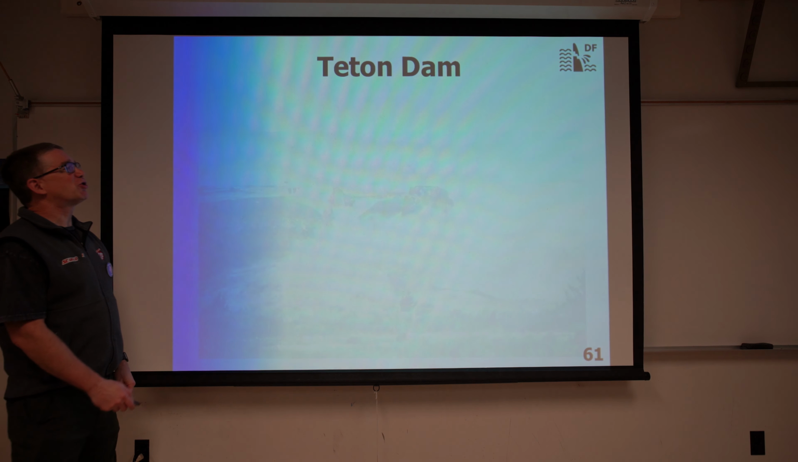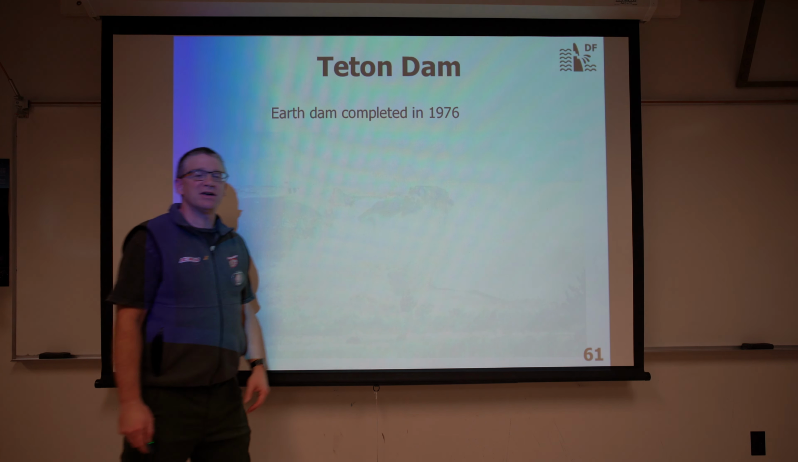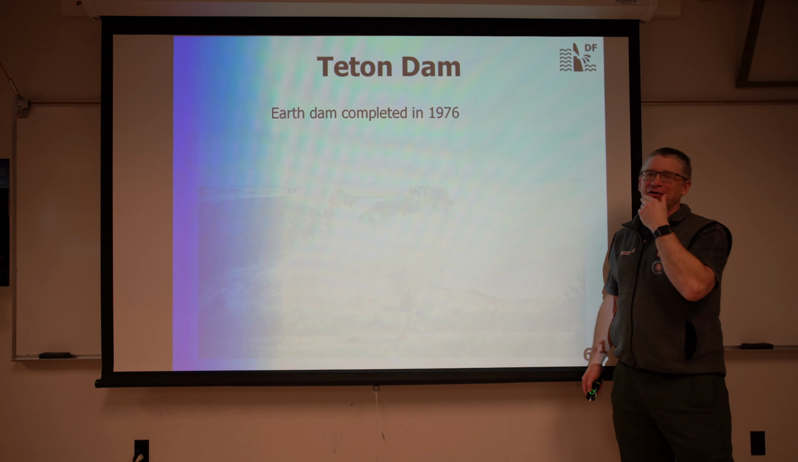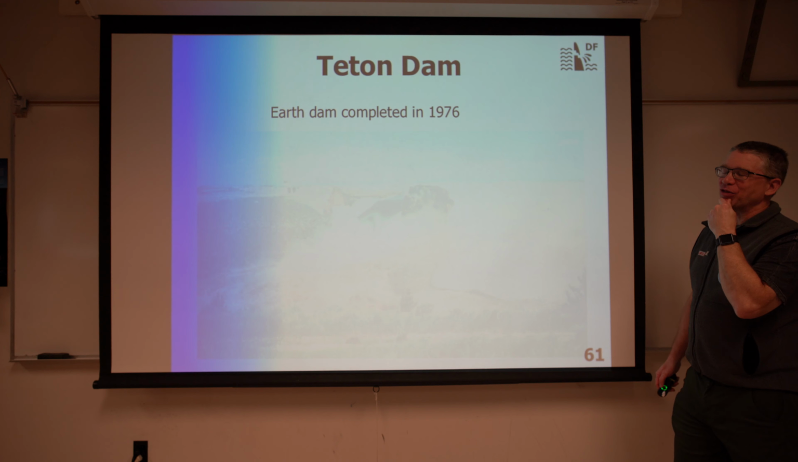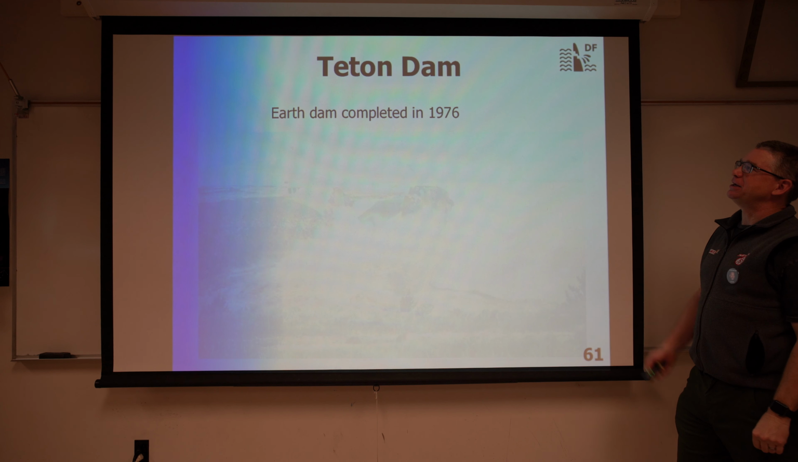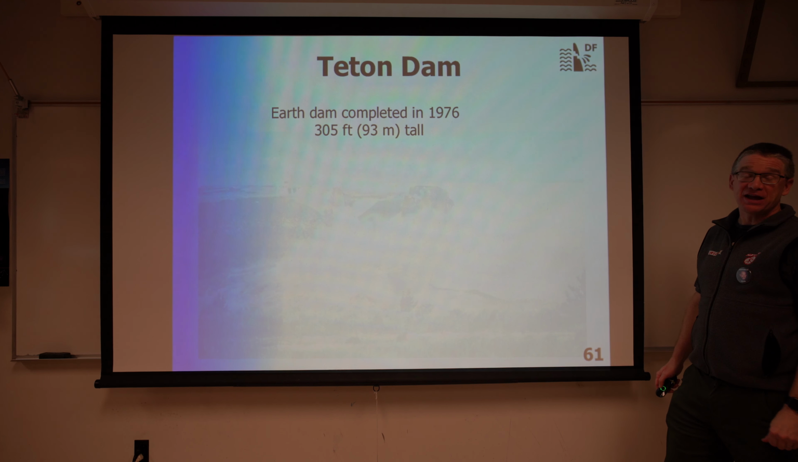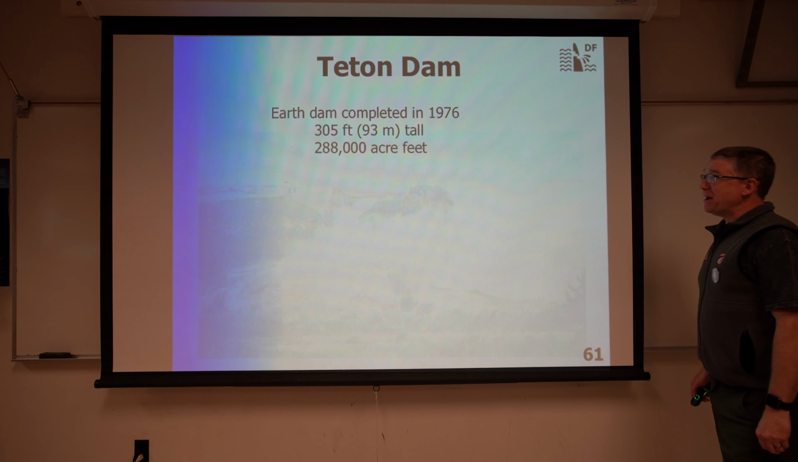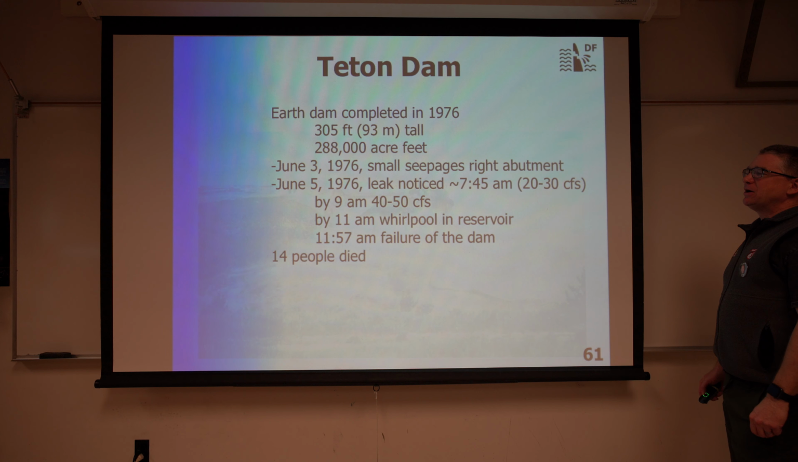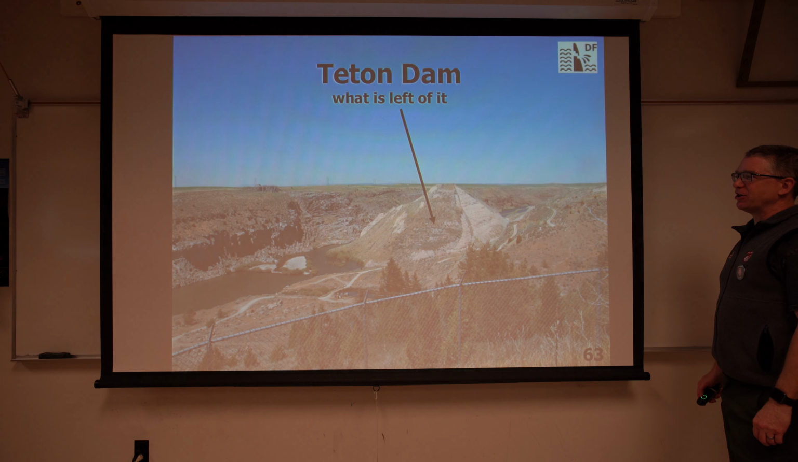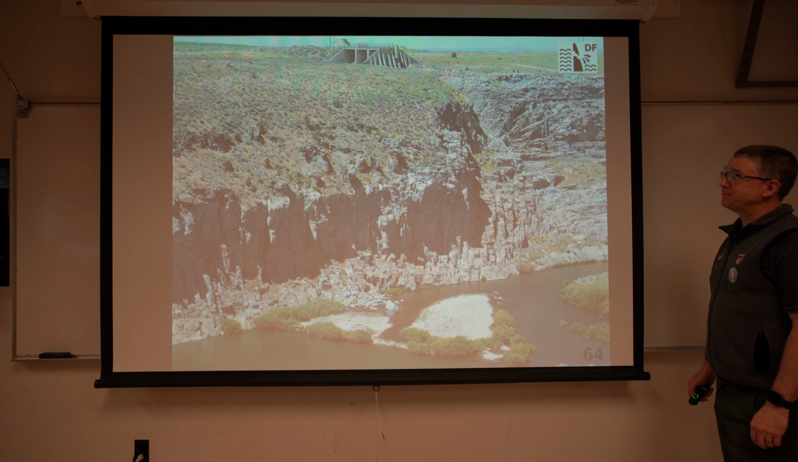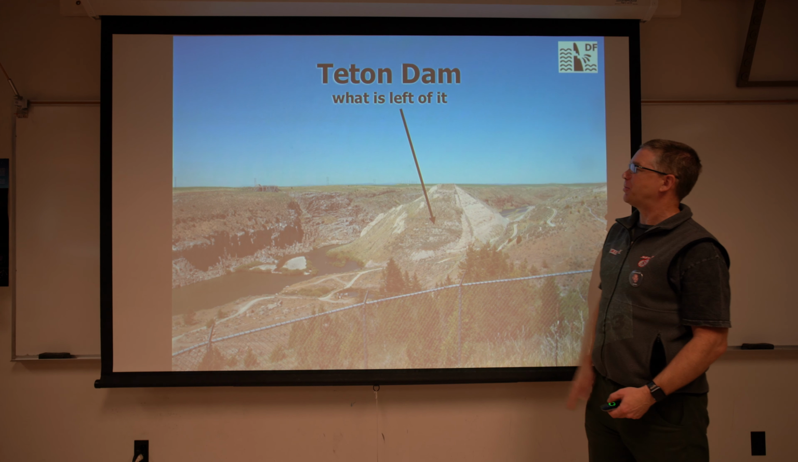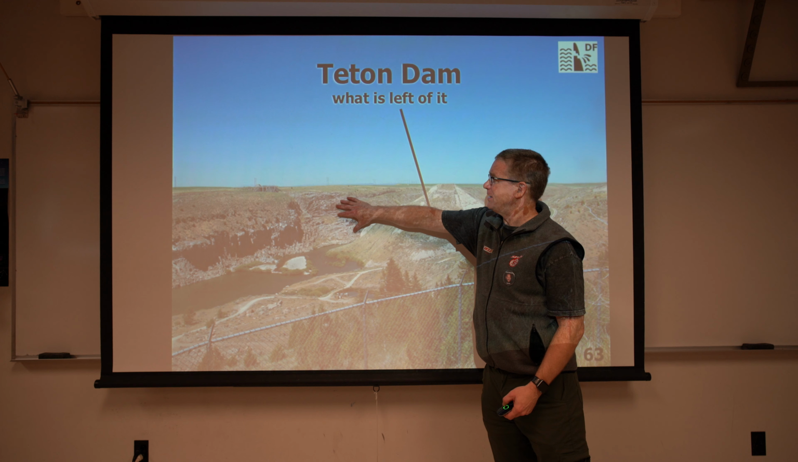Teton Dam failure, real quick on this one. This one was in basically south-central Idaho, on the west side of the Teton Mountains. It was completed in 1976, an earth dam, 305 feet tall, a massive structure. Basically the reason for this failure was the material in which the dam was built. This is the actual dam site here. This is the remnants of the dam, the part that didn't fail. It failed on the right abutment.